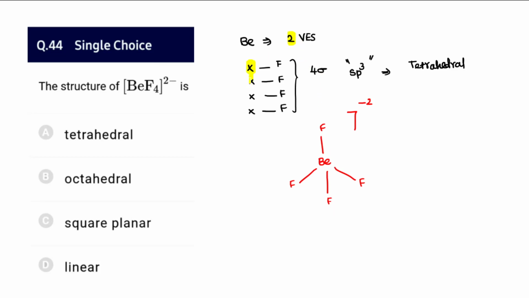44, the structure of BeF4 2-. Beryllium is observed to have 2 valence electrons. For the 2 valence electrons I'll draw 2 crosses, and there are 2 electrons in excess, so there I'll write 2 more electrons, and for every fluorine there will be 1 sigma bond. So the steric factor is 4 and it results in 4 sigma bonds. When there are 4 sigma bonds, we may say it is going to have sp3 hybridization, and for sp3 hybridization the geometry is going to be tetrahedral in nature. So the option for 44 is A.